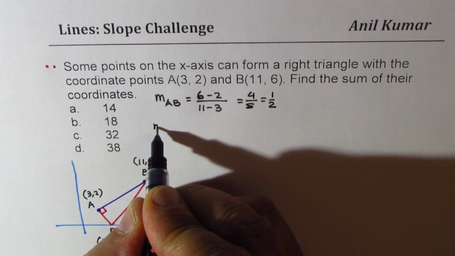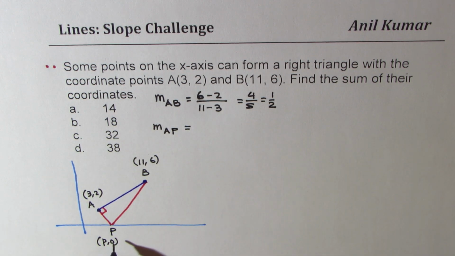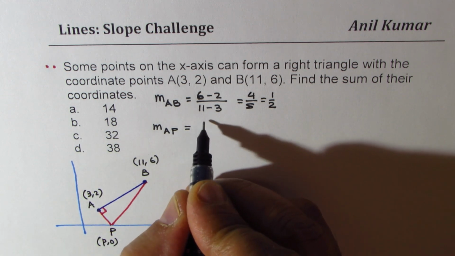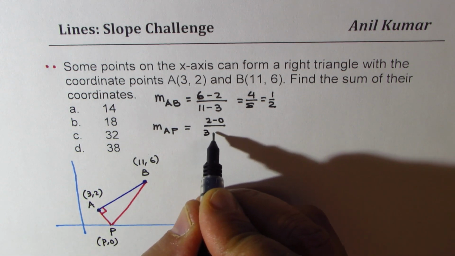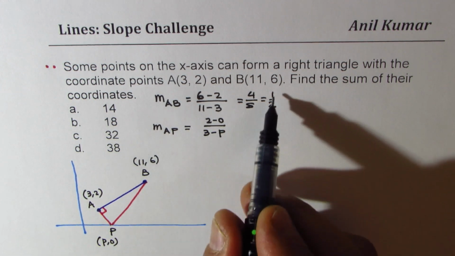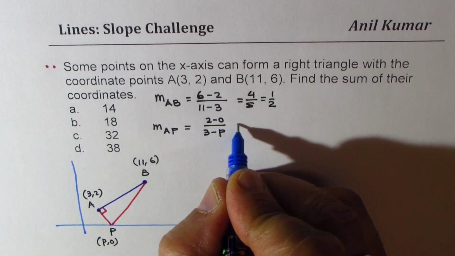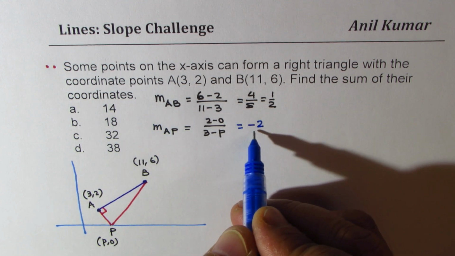Now, what should be the slope of A to P? The slope of AP should be the negative reciprocal, since it's perpendicular, right? If I choose P, 0 as the point, then the slope will be 2 minus 0 divided by 3 minus P. Now, we know this should be the negative reciprocal, that is to say, it should be negative 2, right? So we can equate this to negative 2, the negative reciprocal of the slope of AB since they are perpendicular, correct?